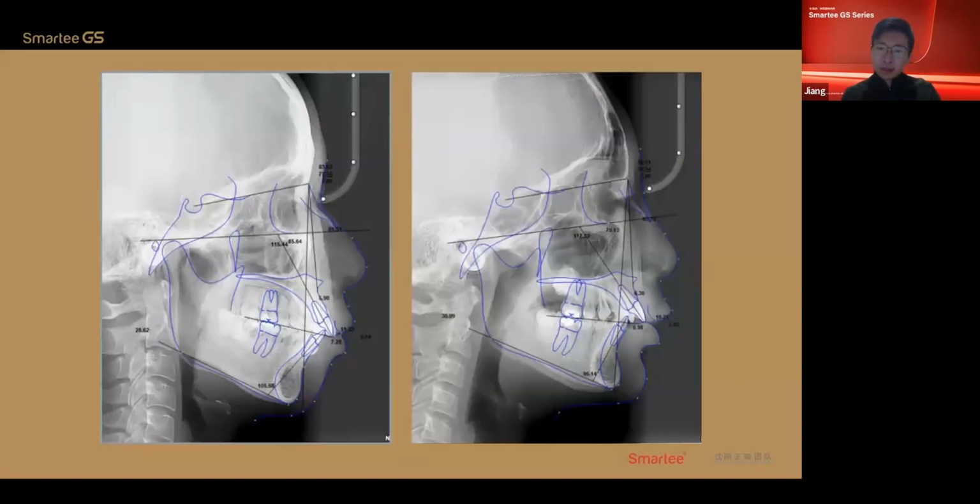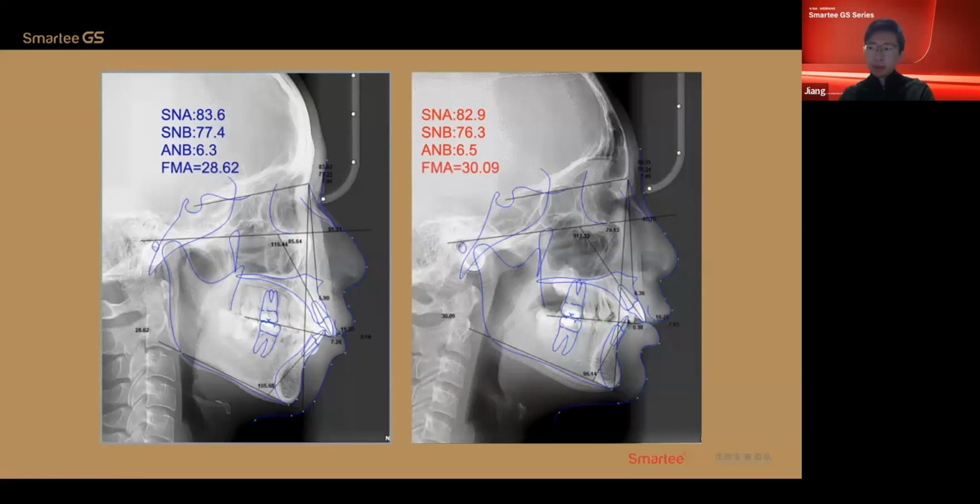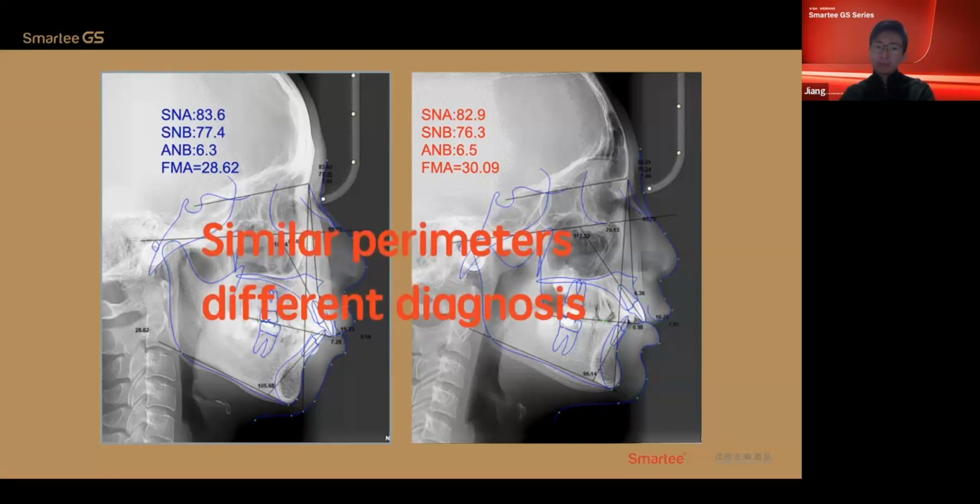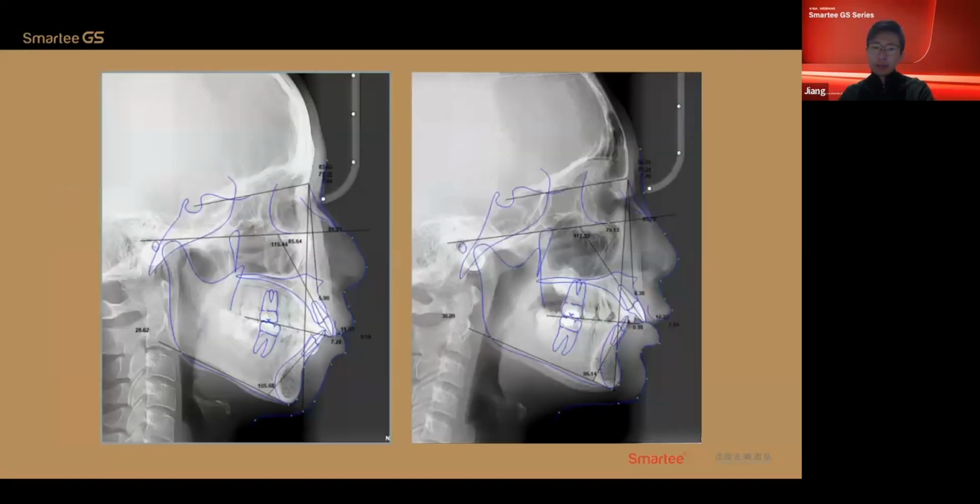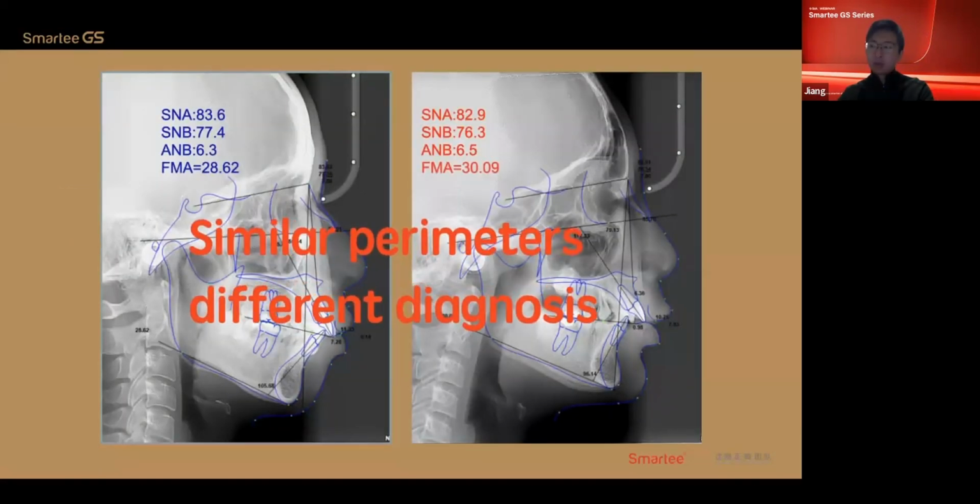Let's look at these two cephalometrics. They have some similar parameters. Their SNA, SNB, ANB, and FMA degrees are very close. But the shape of the mandible is different, so they may have different treatment plans. The first patient may need retraction, but for the second, we may not extract the premolars. So they have similar parameters, but different diagnoses.